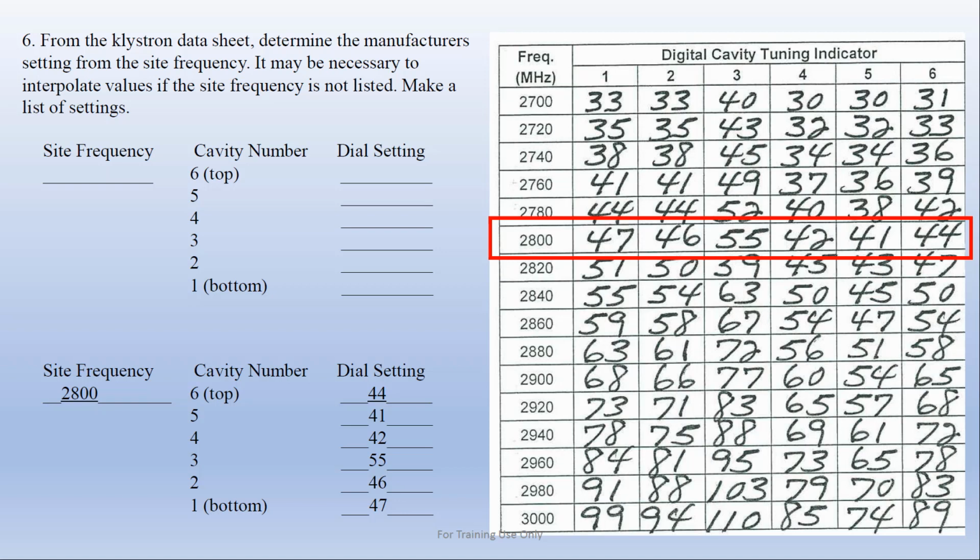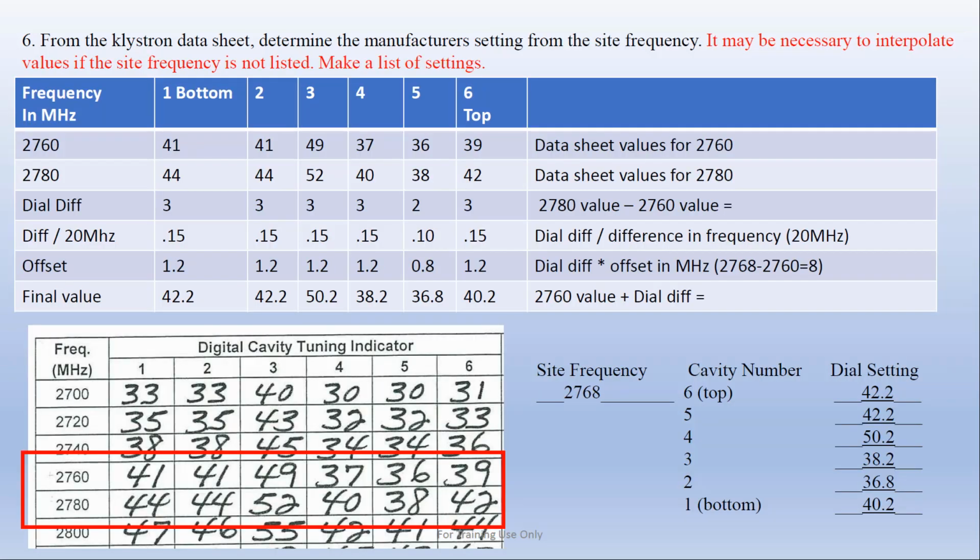Make note that cavity 1 is at the bottom, cavity 6 is at the top. So in this example, we've picked 2800 megahertz and we've moved the numbers over. If you're not so lucky and you've got one of these sites that are between the frequency, here at the training center we've got a 2768 system. Since there is no 2768 on the data sheets, we're going to have to interpolate it.